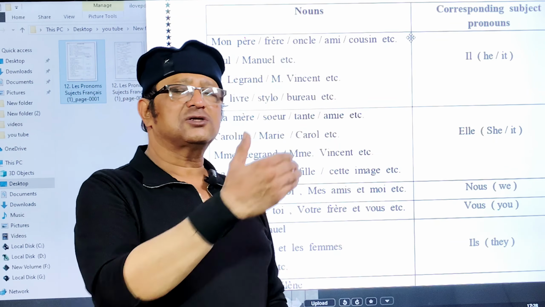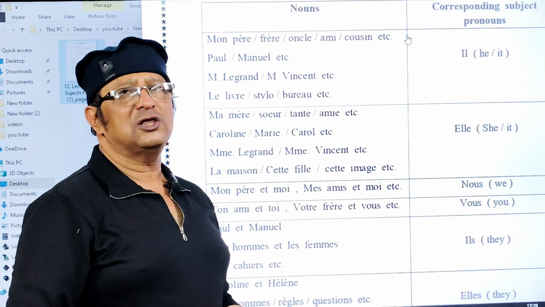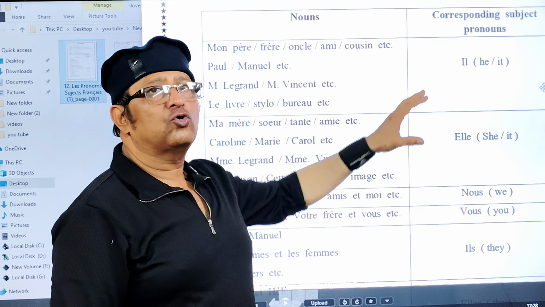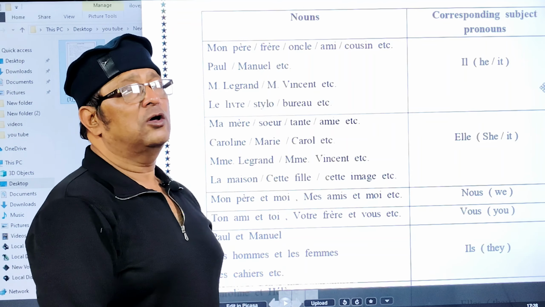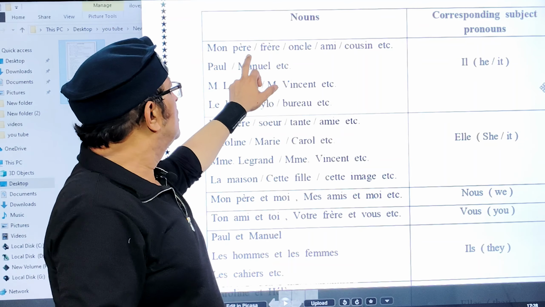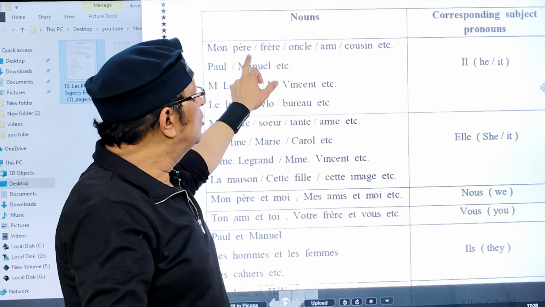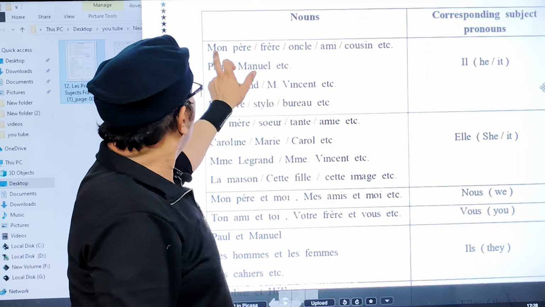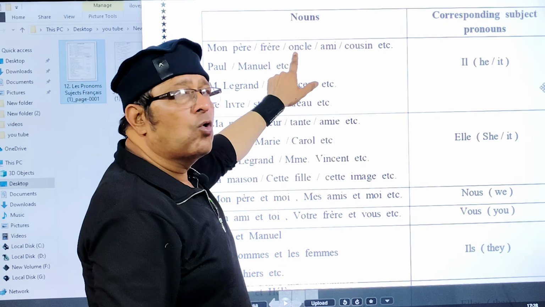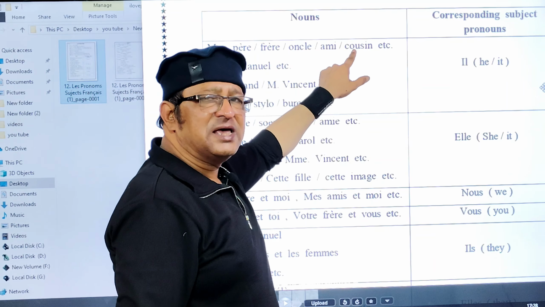Now if suppose these subject pronouns are there and you have to conjugate the verb, you can easily conjugate the verb because you know je, tu, il, elle. But how will you identify which word you are going to use? You can see here mon père, that is my father. My father, automatically il, that is he. So we have to use il form. Mon père, mon frère, my brother, mon oncle, my uncle, mon ami, my friend, mon cousin, my cousin.